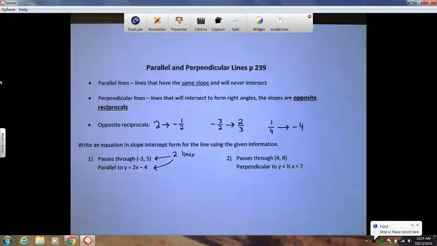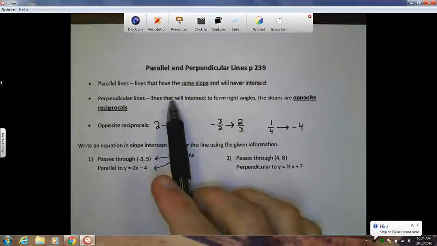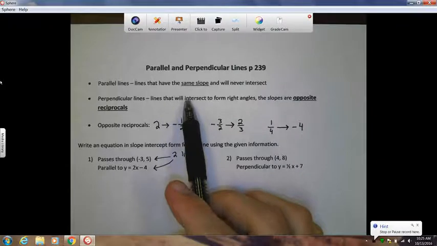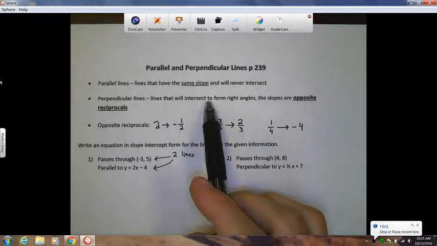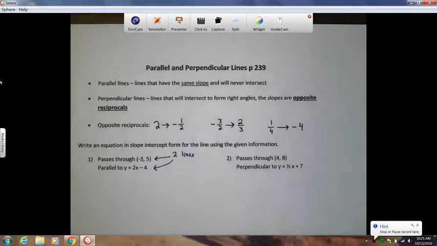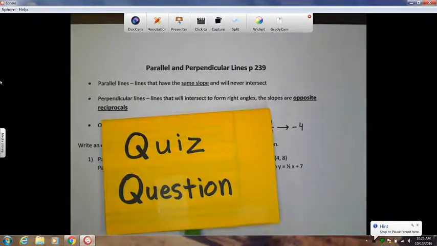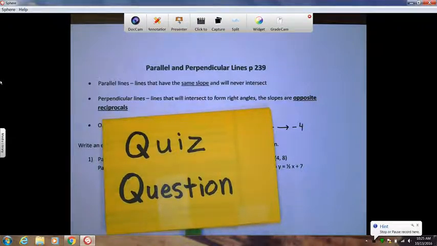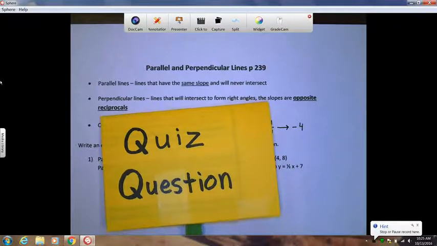The next thing, perpendicular lines. They are lines that will intersect to form right angles. And the slopes are opposite reciprocals. And that is also a quiz question. You need to know what parallel and perpendicular lines are. Here we're talking about sets of lines. Okay? There has to be two lines for lines to be parallel and for lines to be perpendicular.